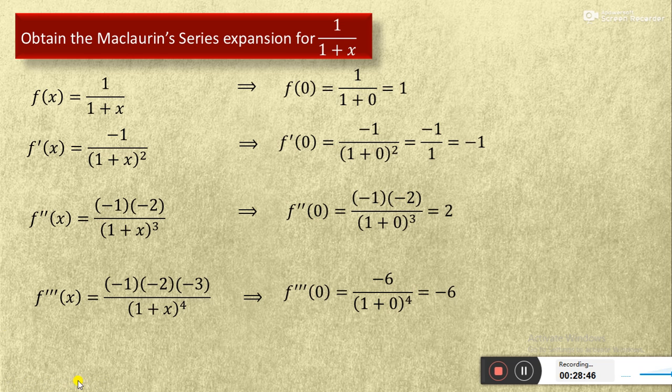So next f triple dash of x means minus 1 minus 2 and minus 3 by 1 plus x whole power 4. That means we write the 1 plus x whole power 3 in the numerator, so 1 plus x whole power minus 3. I differentiate 1 plus x whole power minus 3, so minus 3 into 1 plus x whole power minus 4, that means minus 3 by 1 plus x whole power 4. Therefore we multiply minus 1, minus 2, minus 3, which gives minus 6. I substitute x equal to 0, so 1 plus 0 whole power 4. So f triple dash of 0 equal to minus 6.